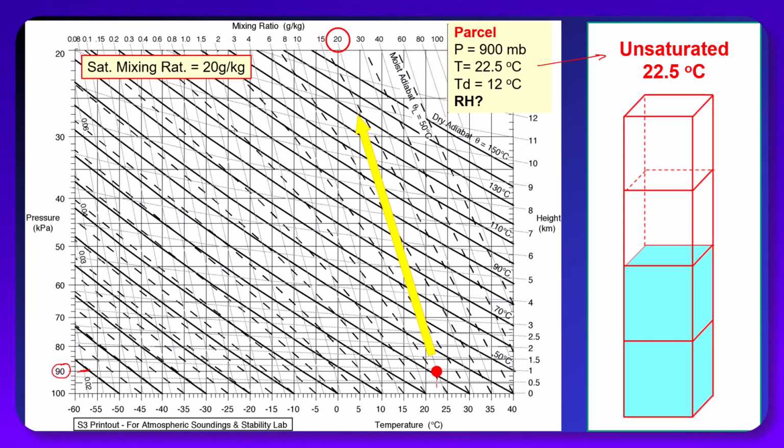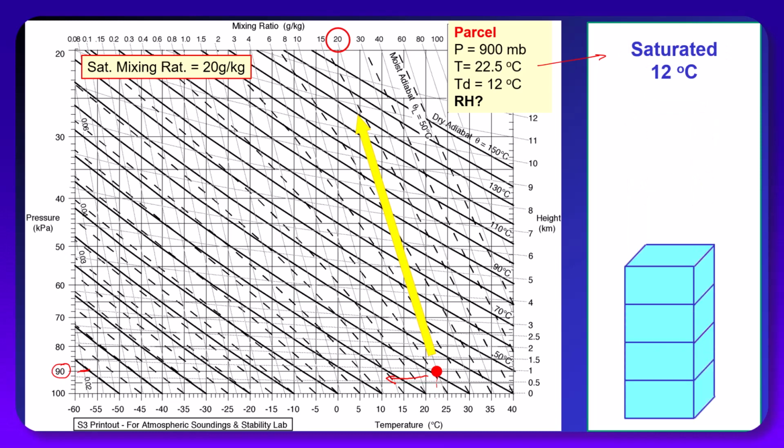Now we need to find out how much moisture is actually in the parcel. And the way to do it is to virtually cool the air parcel to its dew point temperature, which is when it becomes saturated. So the dew point temperature is 12 degrees Celsius. The atmospheric pressure doesn't change, so you simply move the air parcel toward colder temperatures and plot it at a temperature of 12 degrees Celsius. So you cool it down until it reaches saturation. So there it is. That's our air parcel at saturation at 12 degrees Celsius.